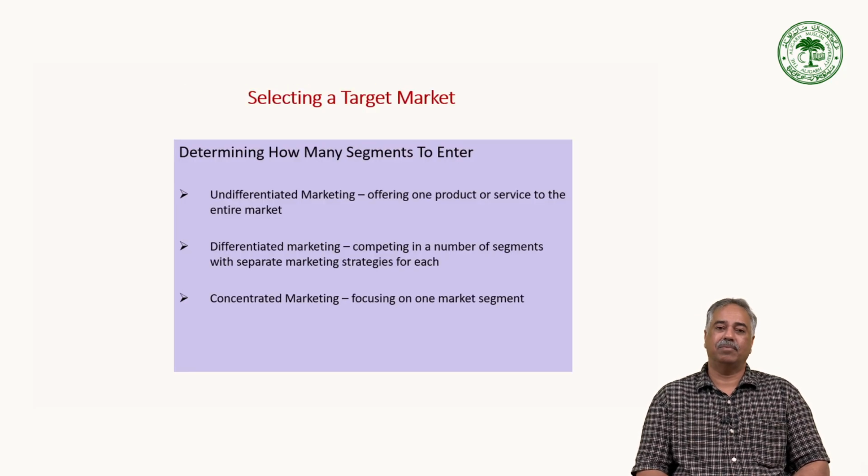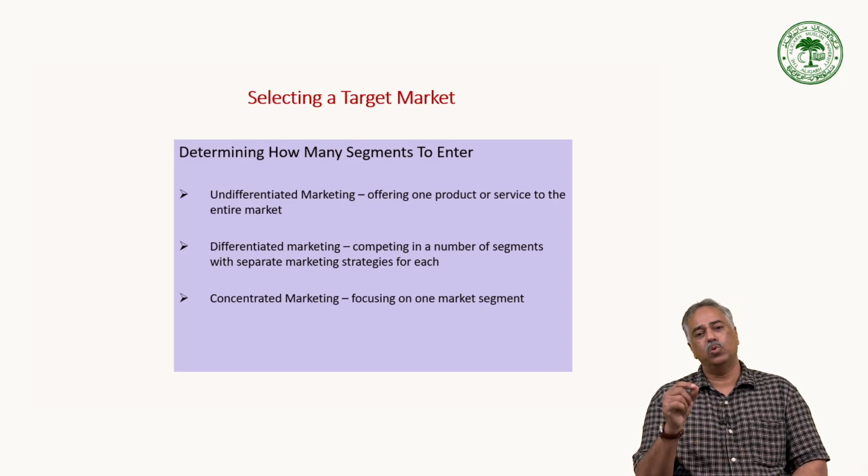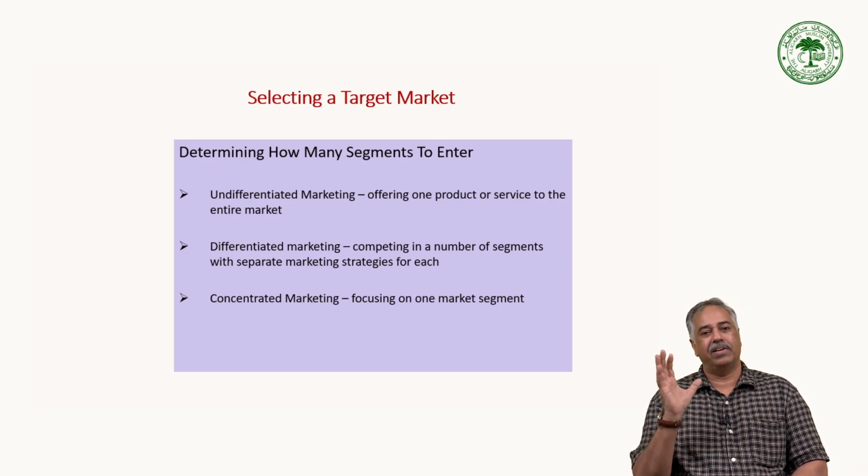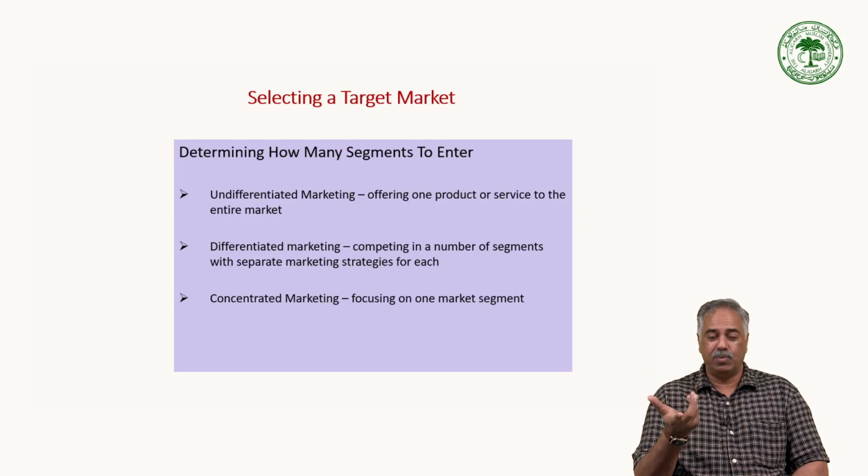And then we have something called concentrated marketing. Concentrated marketing means that even though you may have segmented the entire market and the market could have yielded 4 or 5 segments, you choose only one of these segments. So, you concentrate on one of these segments, not on the rest. You leave the rest. Maybe you don't have the expertise.